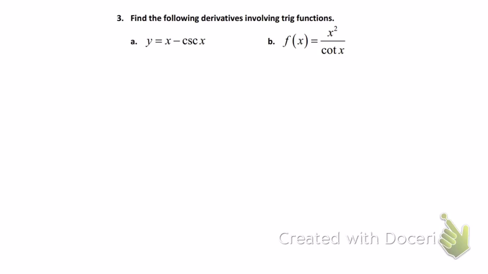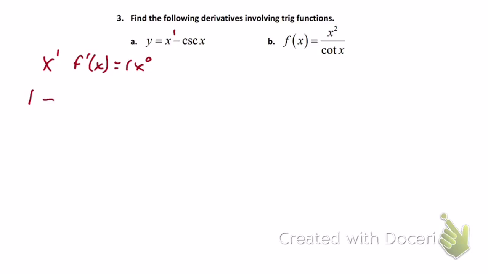Think of the power rule. It's x to the first. Let's write it out. There's x, right? The derivative is going to be, so f prime of that would be what? 1 times x to the 0 power. So just 1. So I've got 1 for my x, and then it's minus cosecant.